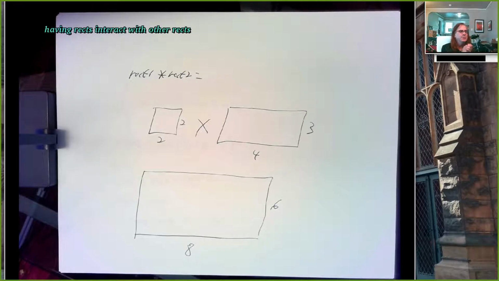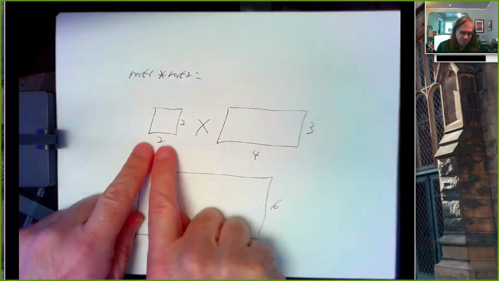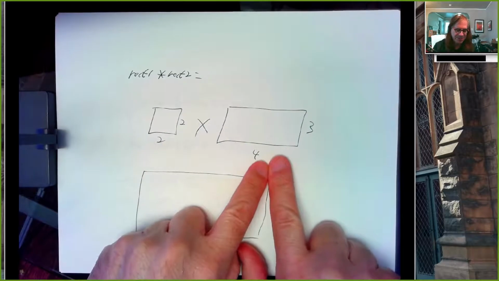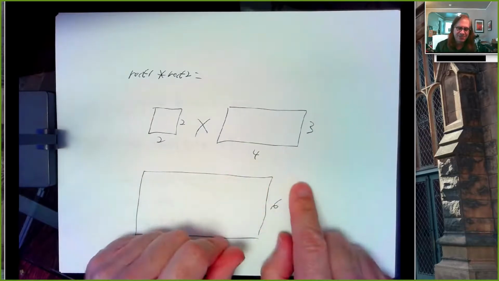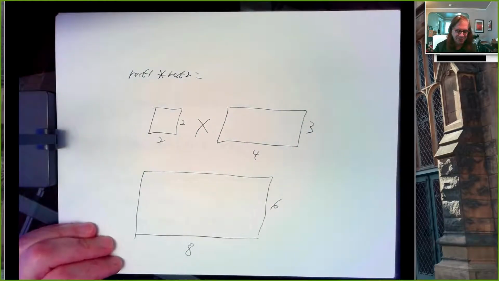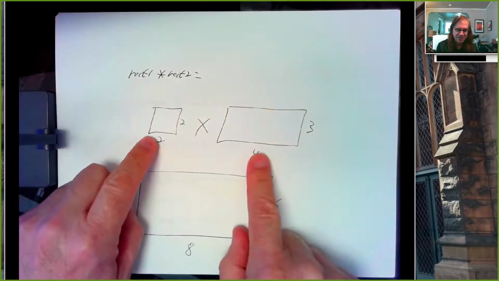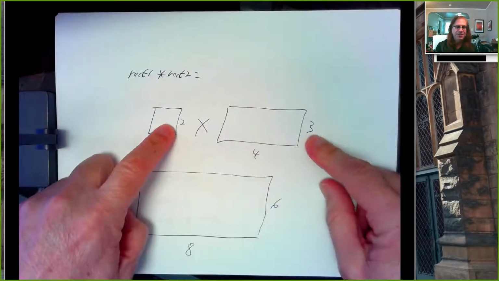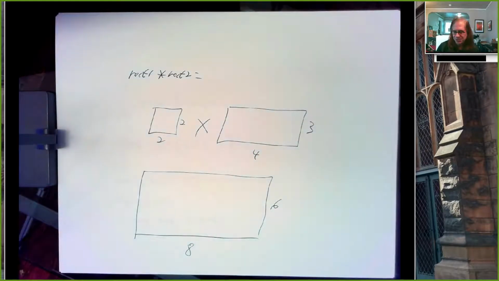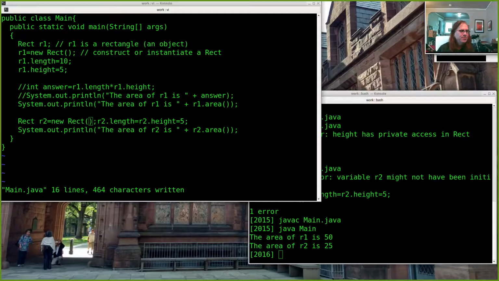Alright, so let's do some interactions between these objects. So 2 by 2 times 4 by 3, okay? The way we're going to define multiplication of rectangles, we're going to get a new rectangle whose length is the product of the lengths and whose height is the product of the heights. Okay? Goofy thing to do, but it's just for the sake of having some code to write.